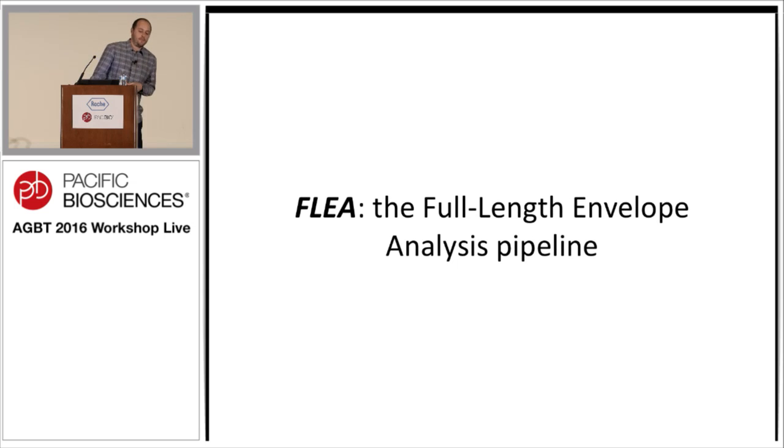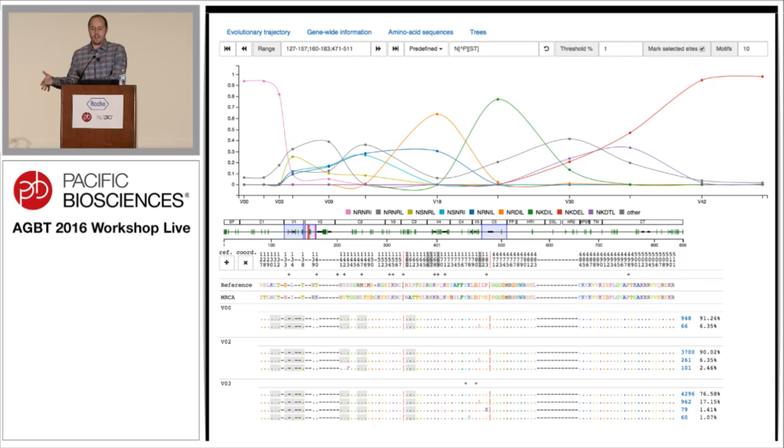The other thing I'll talk about very briefly is some of the analysis tools we've been building for this, because this data can be quite challenging. And I won't go into the details of the back end, but we've got something called Flea, which is the full-length envelope analysis pipeline, and it'll nicely generalize to other genes from other viruses. But briefly, you take your data off the sequencer, you throw it at the pipeline, and it thinks for a few hours and gives you back a URL. And then in your browser, you can nicely go and interrogate your data.